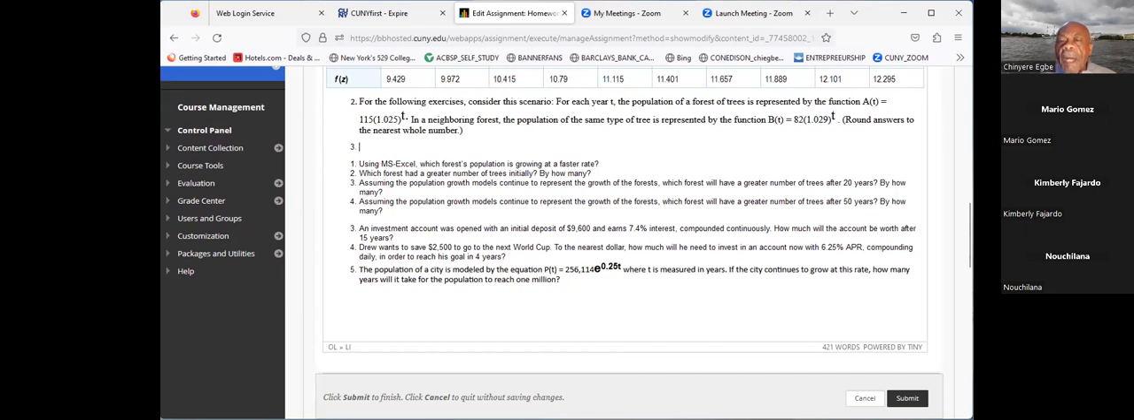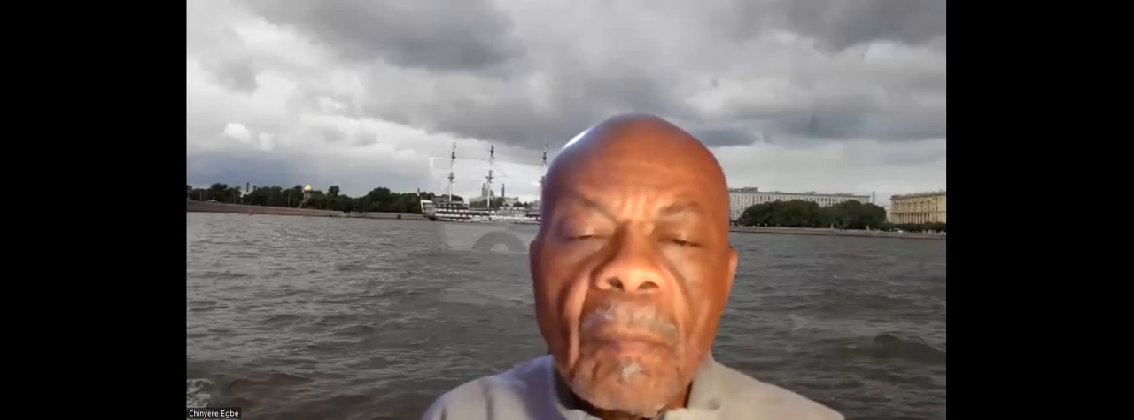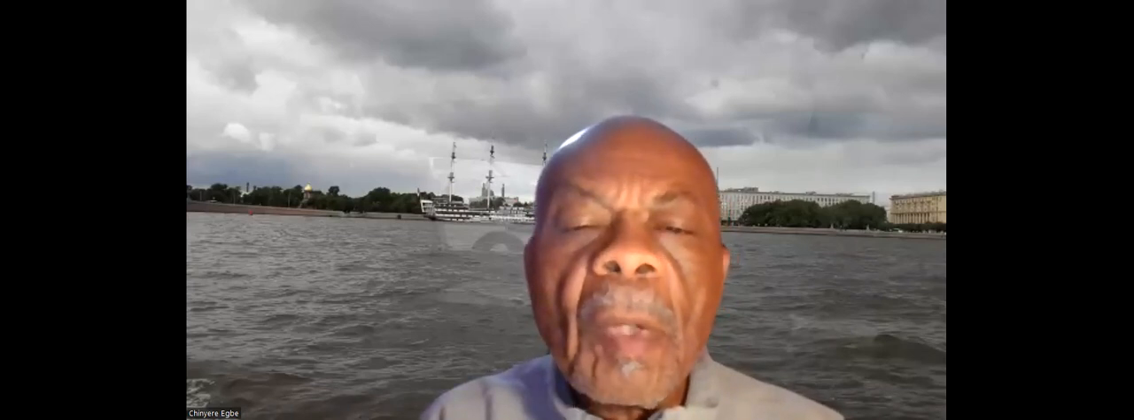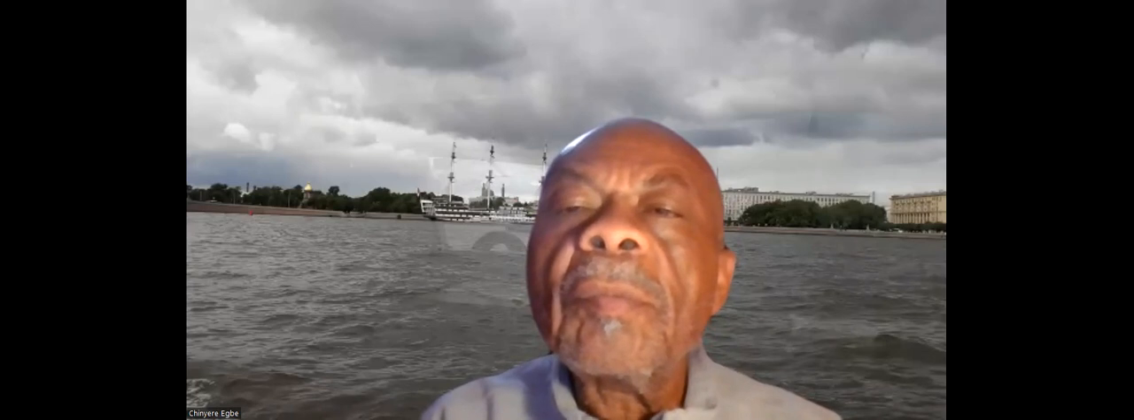It says, if the city continues to grow at this rate, how many years will it take for the population to reach 1 million? Okay, so I'm going to stop share. I'm going to set up the problem.